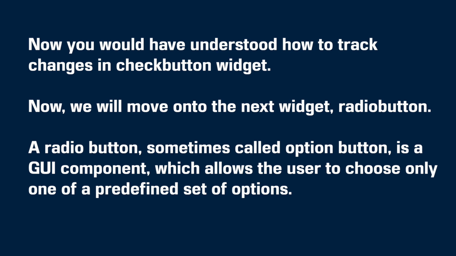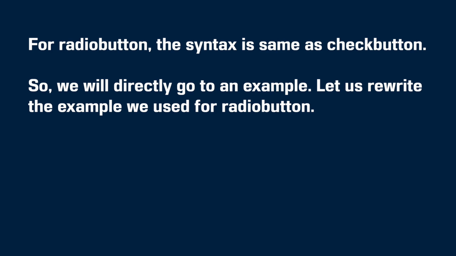Now, we will move on to the next widget, the radio button. A radio button, sometimes called an option button, is a GUI component which allows the user to choose only one of the predefined set of options. For the radio button, the syntax is the same as the check button. So, we will directly move to an example.